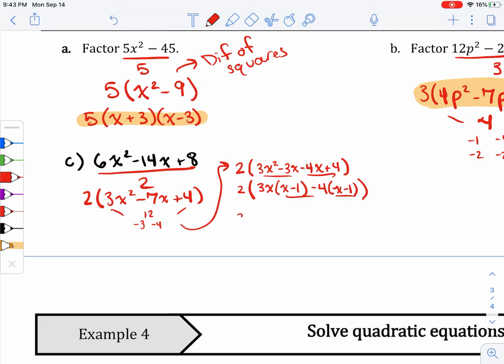So my matching factors are here. So I have 2 times x minus 1, and then my other factor is that 3x minus 4. Okay, so that one factored nicely when you factor out that 2. Just be aware that you're going to have a lot of parentheses then.